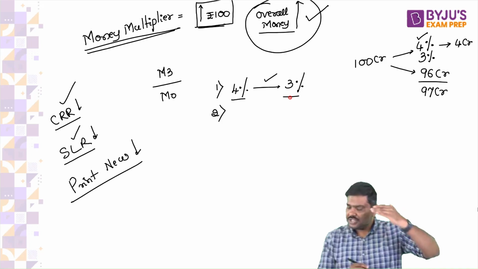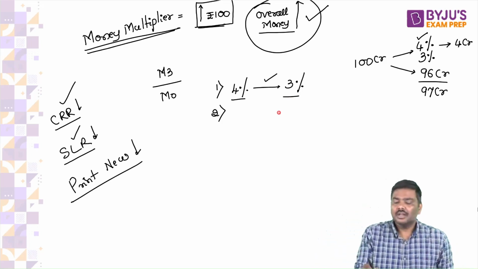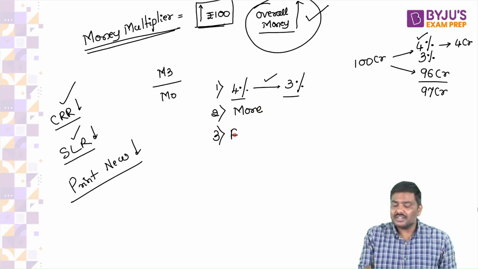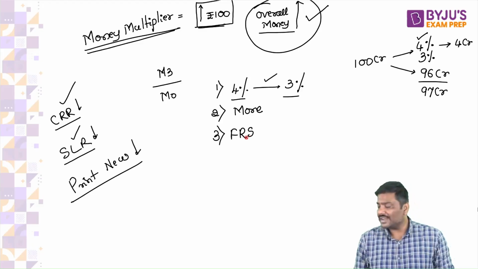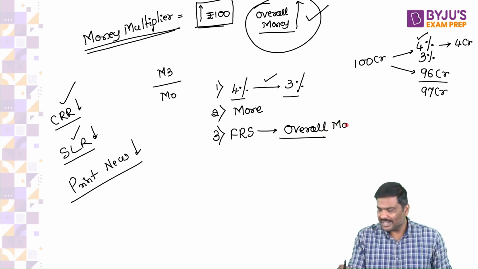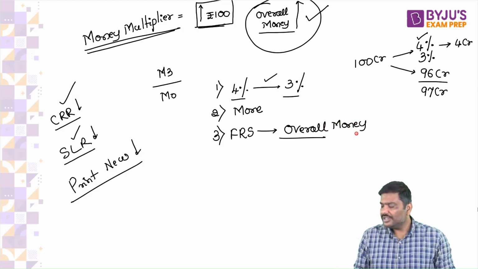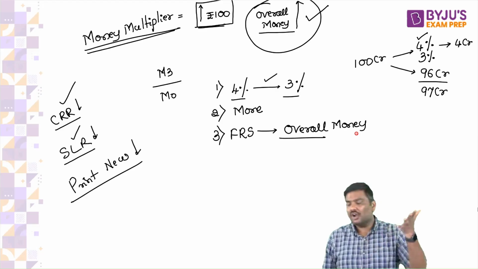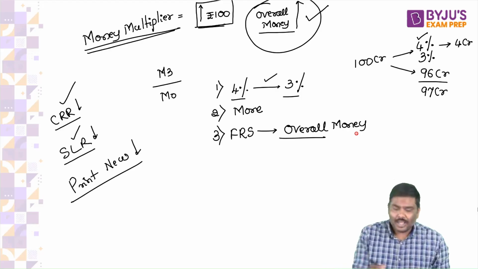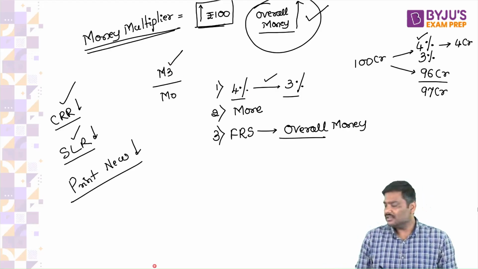Now the RBI changes CRR, which means the banks will have more money to lend. Now, more money to lend means, please tell me, because of the fractional reserve system, FRS, will the overall money supply in the economy change or not? At least now they should be clear. Of course, yes, overall money supply should change.